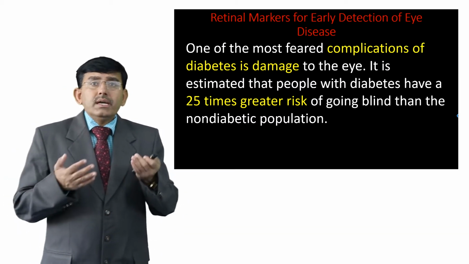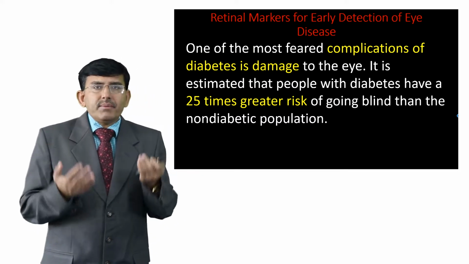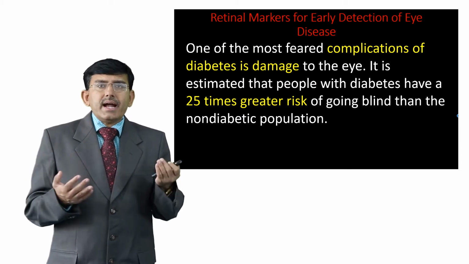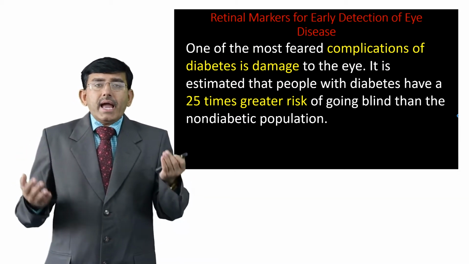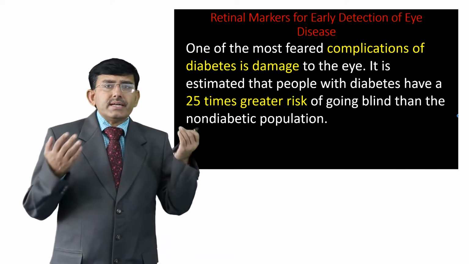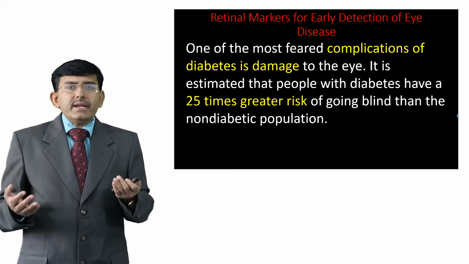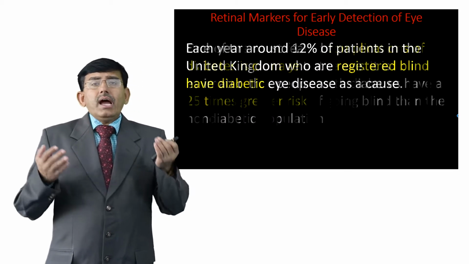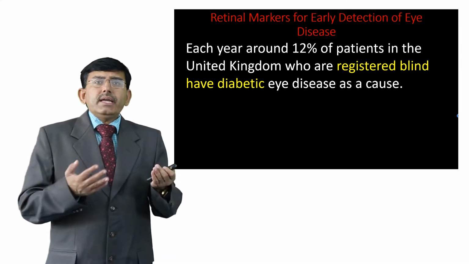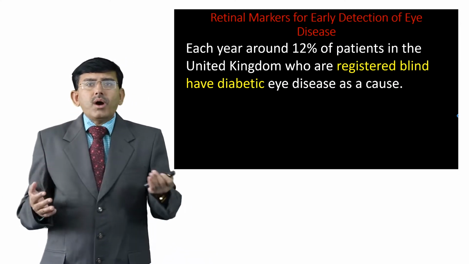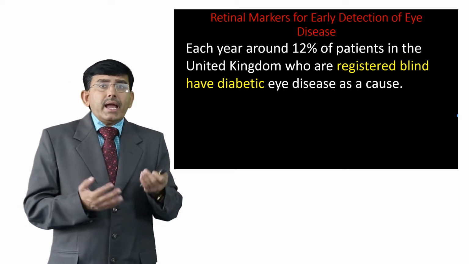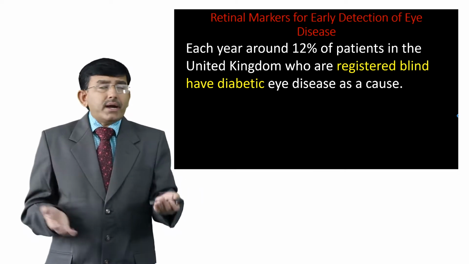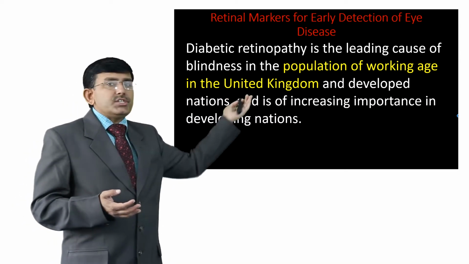One of the most feared complications of diabetes is damage to the eye. It is estimated that people with diabetes have 25 times greater risk of going blind than the non-diabetic population. Each year, around 12% of patients in the United Kingdom who are registered blind have diabetic eye disease as the cause behind losing their vision.